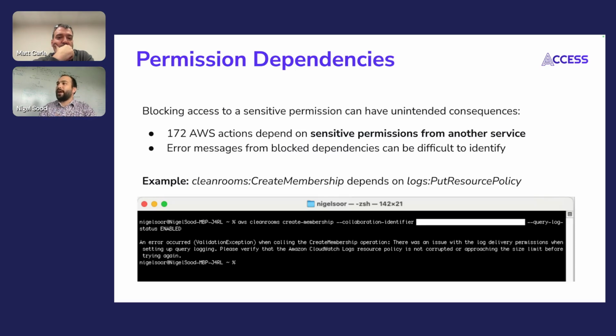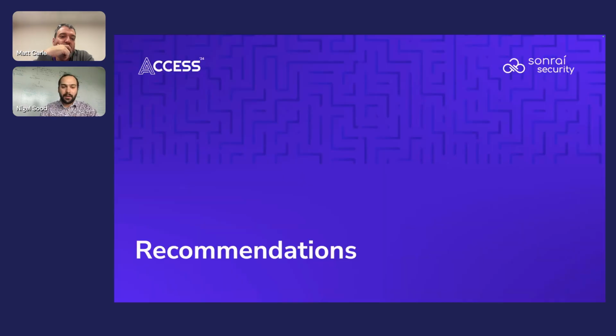And the error message that we get is very, very ambiguous. It says something about corrupted log resource policies or approaching size limits, and that's not the issue here at all. The issue is that I've restricted access to a permission that I've called sensitive, and AWS is not giving me the right information. Usually they're really good when it's direct, but when you're dealing with permission dependencies, it can get difficult.